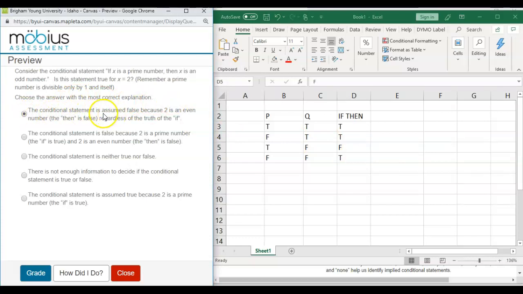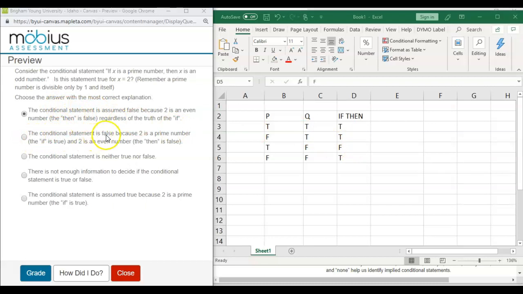The conditional statement is assumed false because 2 is an even number. The then is false regardless of the truth of the if. I think this can be kind of tricky. Regardless of the truth of the if, the false here only happens if the assumption is true. So it isn't regardless of the truth of the if. It's very important to know the truth of the if for the false, because it only happens once. So that one doesn't match. So we're going to go to the next one.